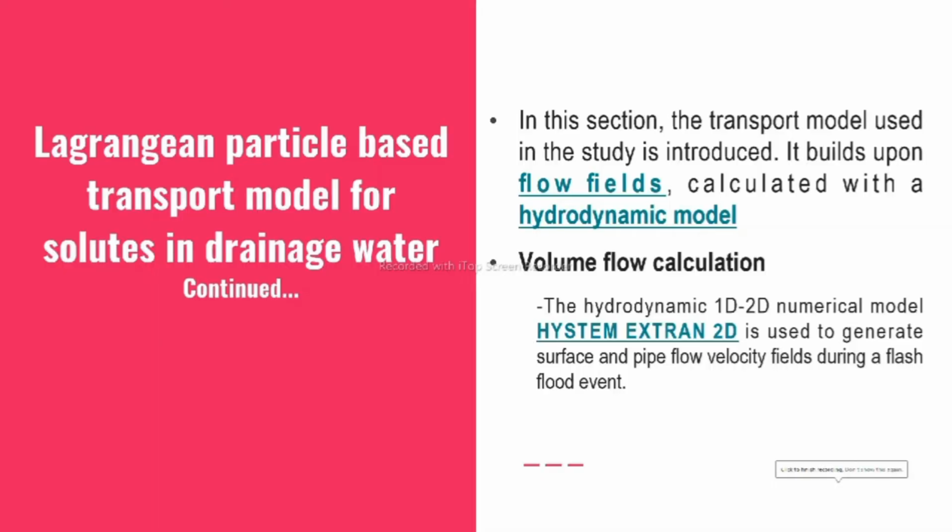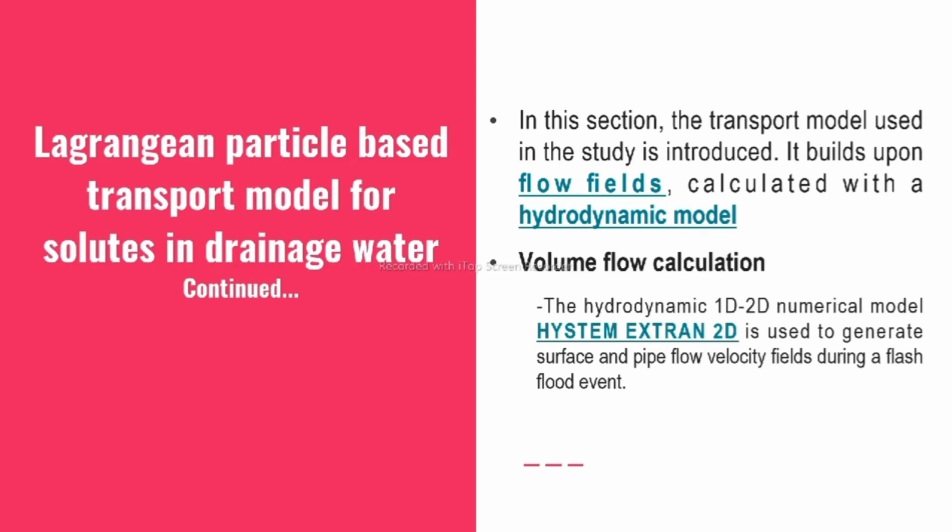Then, still in the Lagrangian particle-based transport model, this model is used especially in volume flow calculation. The hydrodynamic one-dimensional or two-dimensional numerical model, which is called HYSTEM-EXTRAN 2D, is used to generate surface and pipe flow velocity fields during a flash flood event.